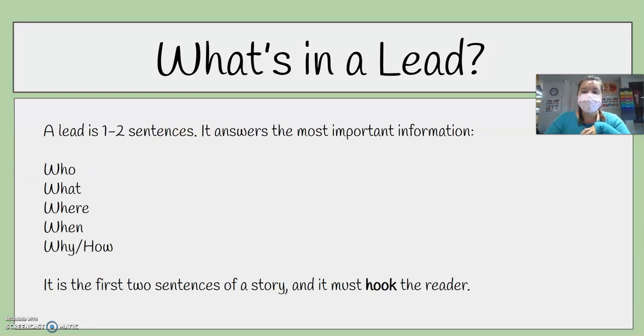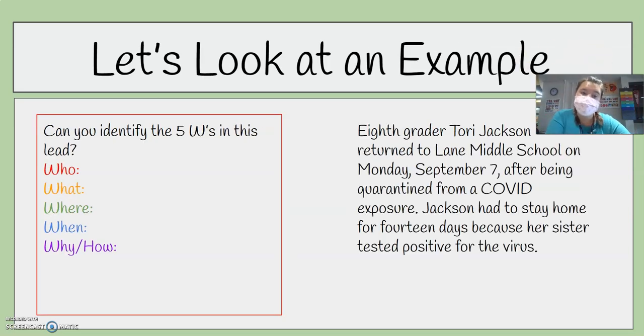Like I said, a lead is 1 to 2 sentences and it answers the most important information about the story. If a reader can only read your first 2 sentences, they should know what is going on. It will answer who the story is about, what is happening, where it's happening, when it's happening, and why it's happening. It can only be 1 to 2 sentences. That's really important. You need to choose your words wisely to write in a very straightforward manner. So let's look at an example of a lead.